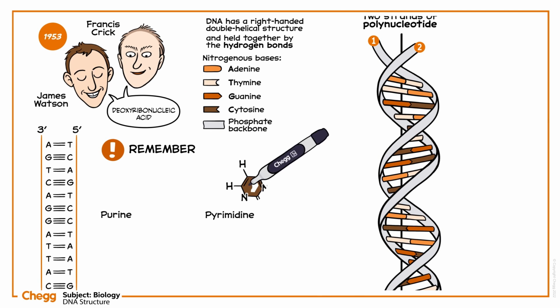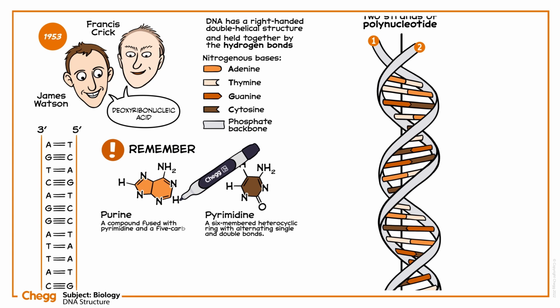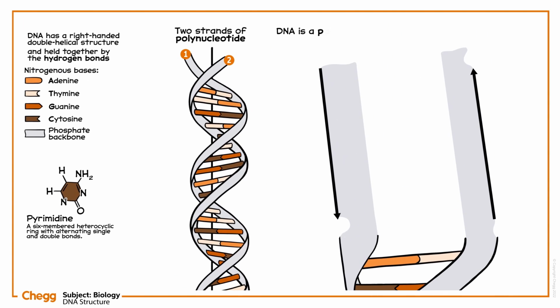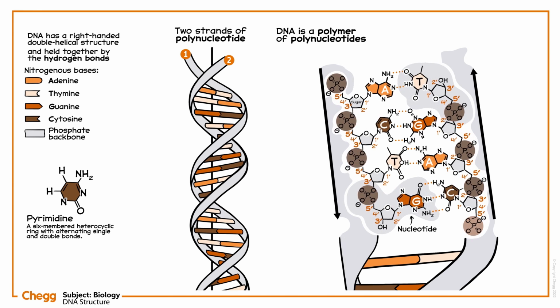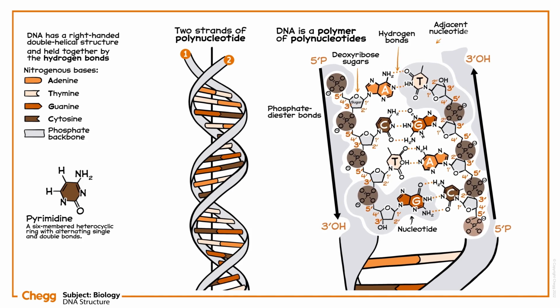Remember, as we can see in the diagram, pyrimidine is a six-membered heterocyclic ring with alternating single and double bonds, whereas purine is a compound fused with pyrimidine and a 5-carbon compound ring. Now let's dive deeper. DNA is a polymer of polynucleotides, where the phosphodiester bonds join the deoxyribose sugars at the 3' and 5' hydroxyl groups of the adjacent nucleotides.